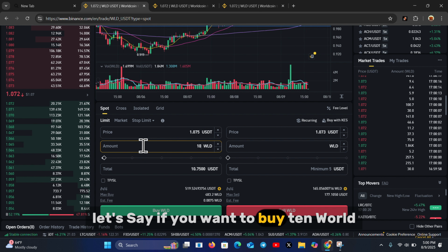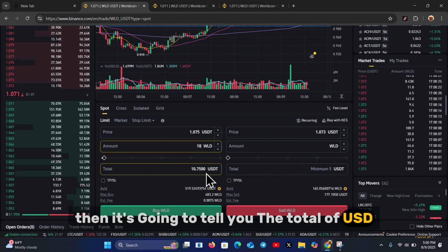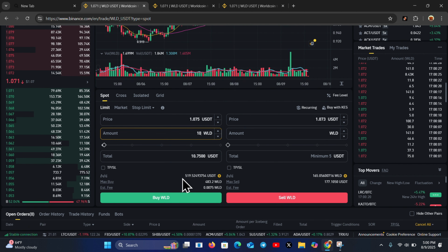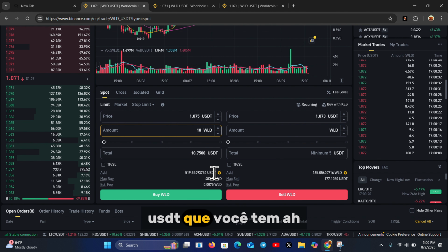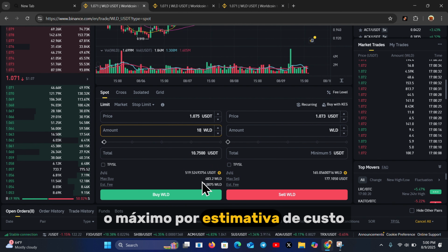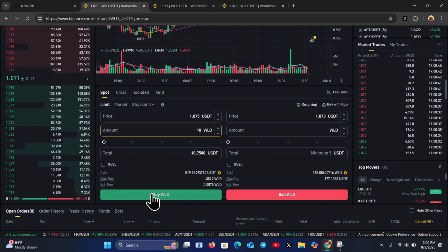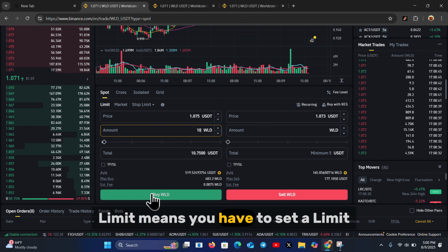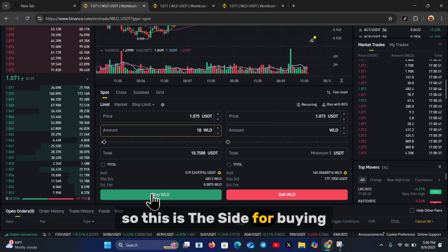Then you input the amount you want to buy. Let's say you want to buy 10 WLD at this limit, then it's going to tell you the total USDT it's going to need. Below here it's going to tell you the available amount of USDT you have, the maximum buy, and the estimated fee, of course. Then you can proceed to buy the coin. So that's for the limit. Limit means you set a limit at which you want to buy that coin. This is the side for buying.